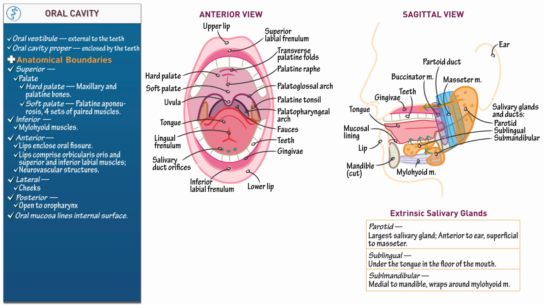Finally, denote the key functions of the oral cavity. It initiates chemical and mechanical or physical digestion. The teeth and tongue physically manipulate the food. Salivary enzymes chemically digest carbohydrates.